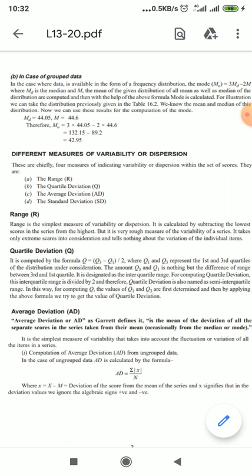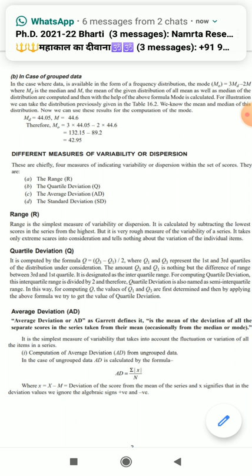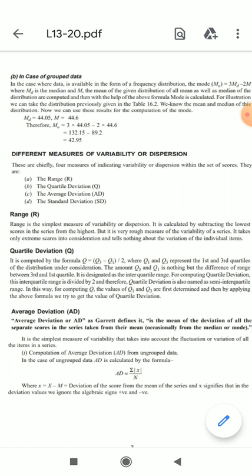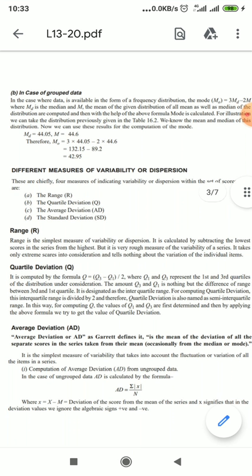So come to the third point of dispersion, that is average deviation. What is average deviation? The name of the scientist is Garrett. Garrett gives the statement about the average deviation. Average deviation means the deviation of all the separate scores in the series taken from their mean, that is, median or mode.